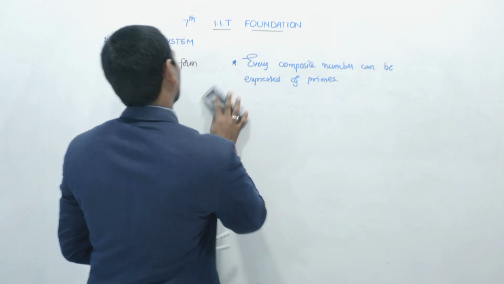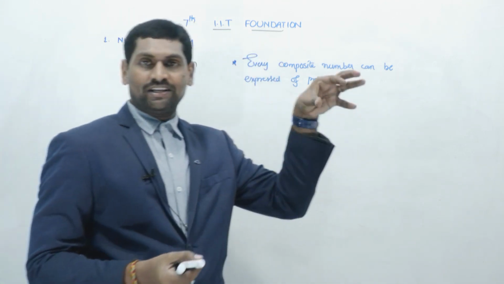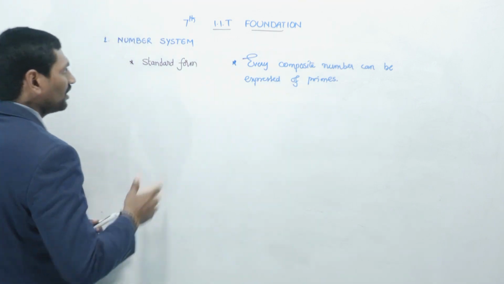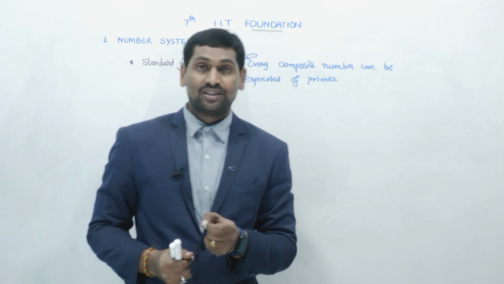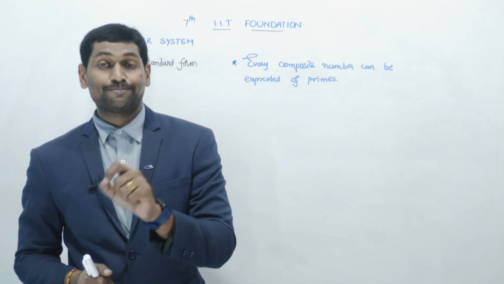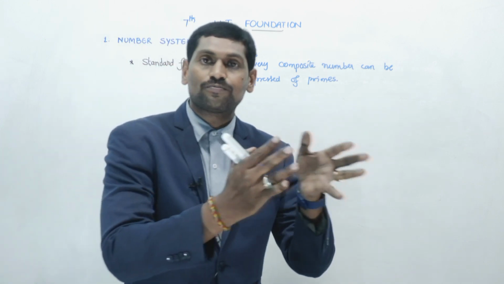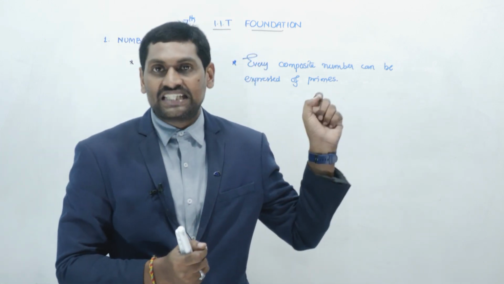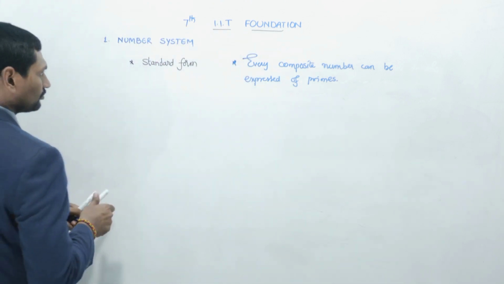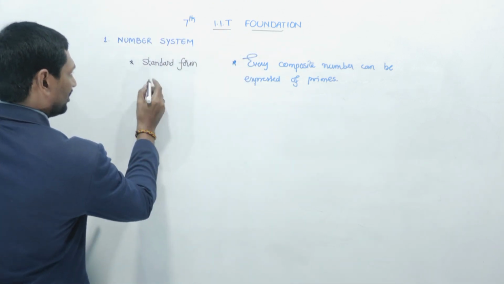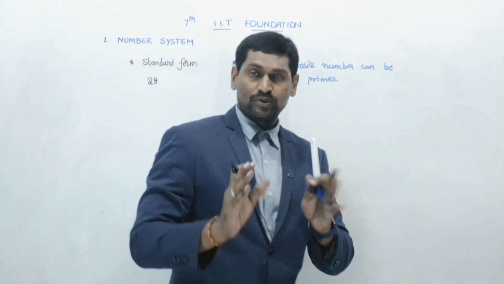Now standard form is nothing but applying the fundamental theorem of arithmetic to the number. That means if you take one composite number, that composite number can be expressed as a product of primes. Writing the composite number as a product of primes is called its standard form. For example, 28. 28 is a composite number.